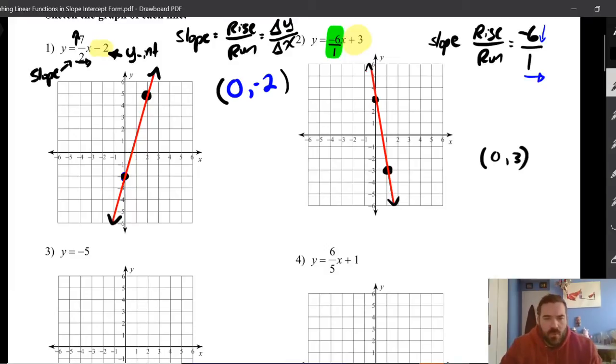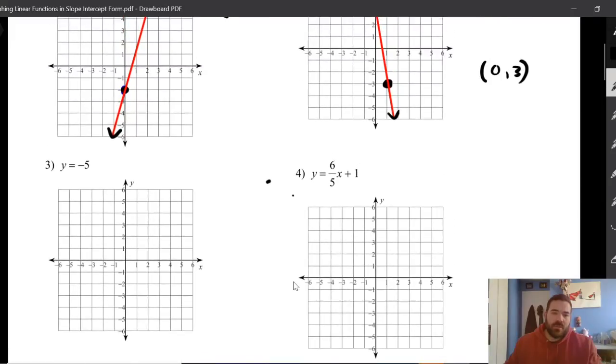All right, one more, and then we're going to go on to doing the opposite. We're going to write the equation from the graph. All right.